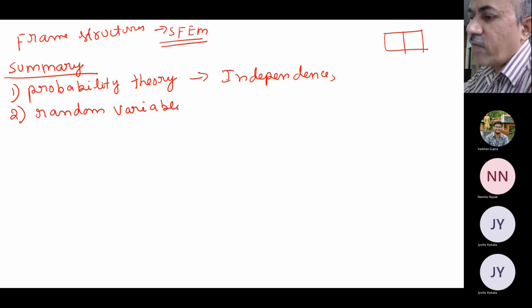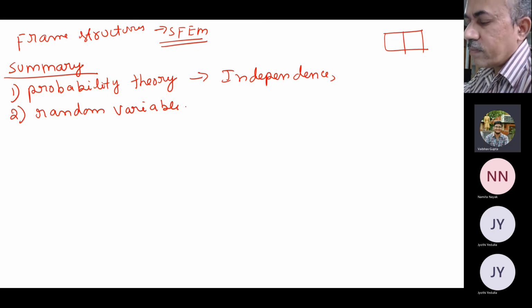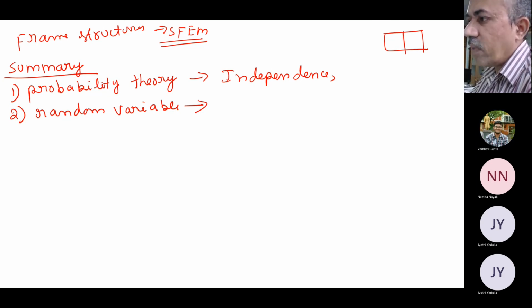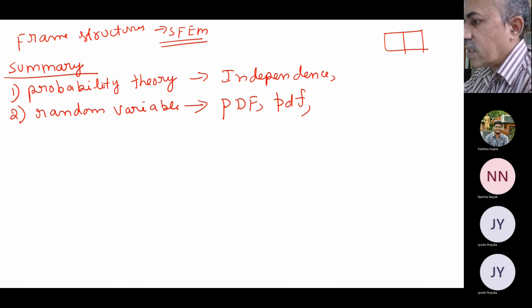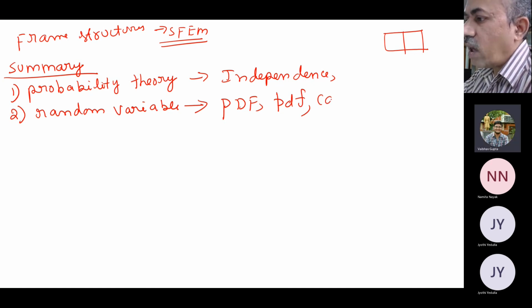Then we discussed a random variable also. What do you mean by random variable? Transformation or mapping. It is a transformation, it is not random kind of thing, so please remember. And then here we have discussed the probability distribution function and the probability density function. Then what else did we discuss? I think we have also discussed the common random variables which we encounter actually.